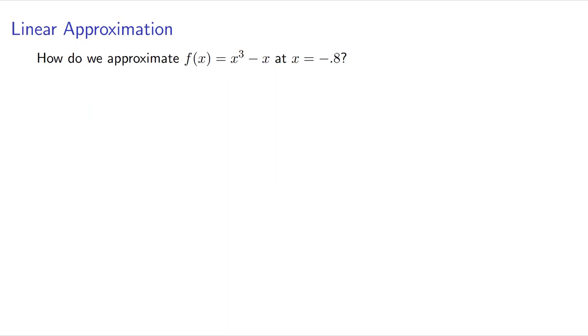As a teaser for next time, our question is going to be, how do we approximate this function f at the point x equals negative 0.8? What I want to stress here is that negative 0.8 is a number that's close to negative 1 for this function f. Any ideas? Write them down. Pause the video.